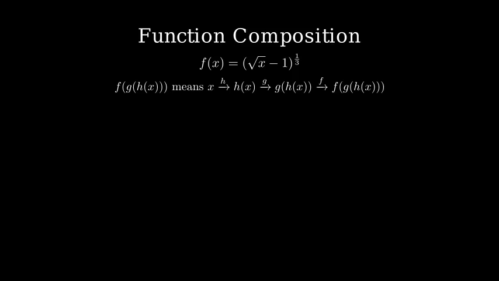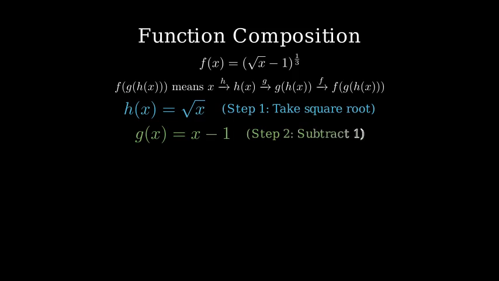Let's think about what happens to x as it goes through this function step by step. Let's identify the innermost operation first. Looking at our function, the first thing that happens to x is that we take its square root. So h of x will be the square root of x. Next, we subtract 1 from that result. This will be our g of x, which takes x and subtracts 1.